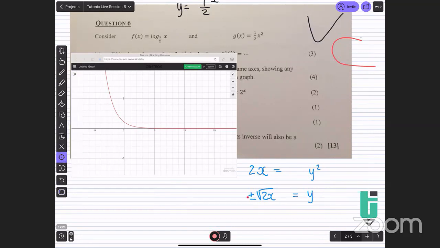Is this a function? No. How can you graphically prove that this is not a function? The vertical line test, okay, because it cuts the graph twice. Good. So therefore, we don't call this a function. We call this a relation. Have you guys heard of that in school? Yeah. Relationship.